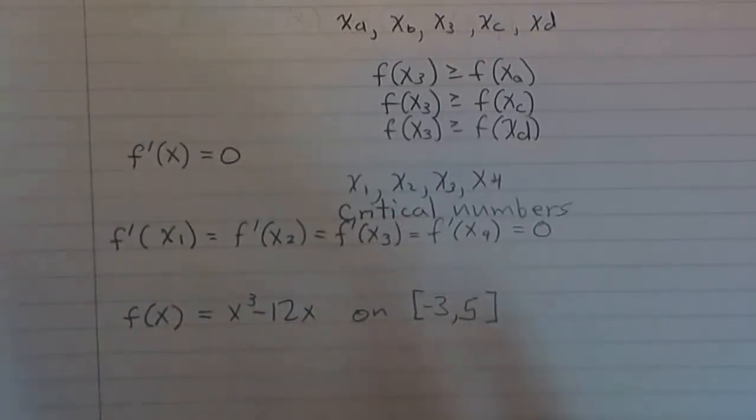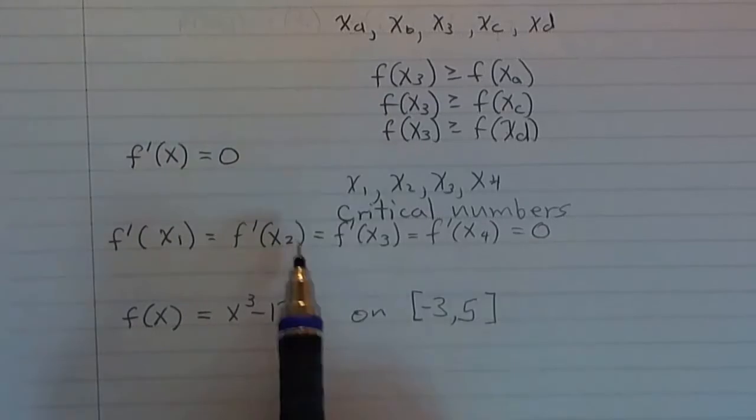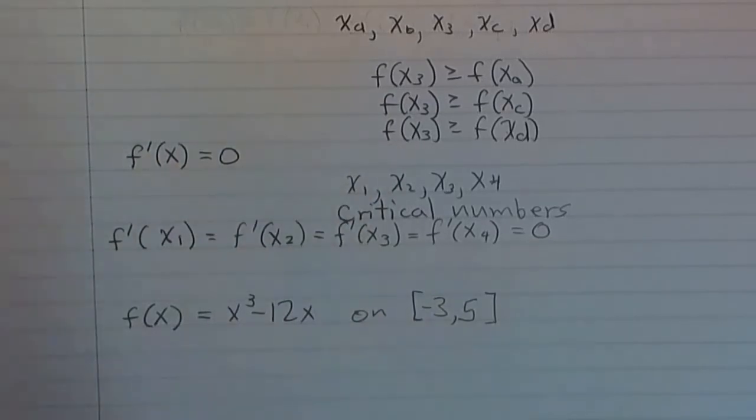Now, here's what we know. We know that the high points and the low points occur in two places. They can occur at the endpoints and they can occur at the critical numbers, in other words, where the derivative is 0. So let's find where the derivative is 0.